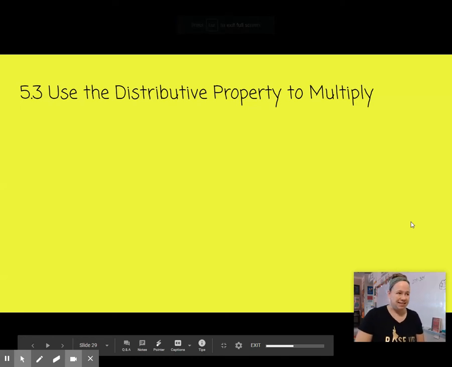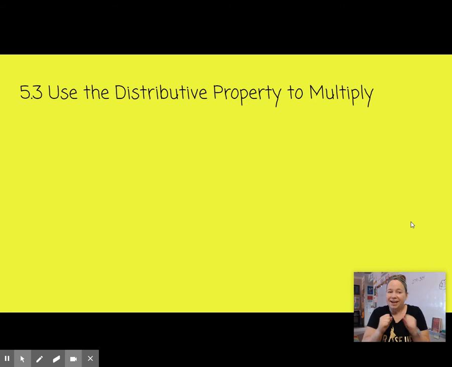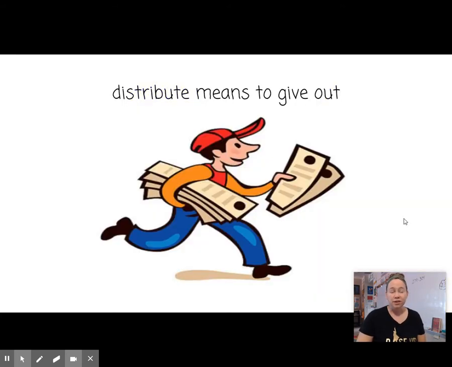Hello again. Today we're going to learn lesson 5.3, use the distributive property to multiply. Oh, I love the distributive property. Remember that distribute means to give out. We did this in the last chapter. You're giving something out. So you're going to take that number and distribute it, or give it out, to the other parts of that number.